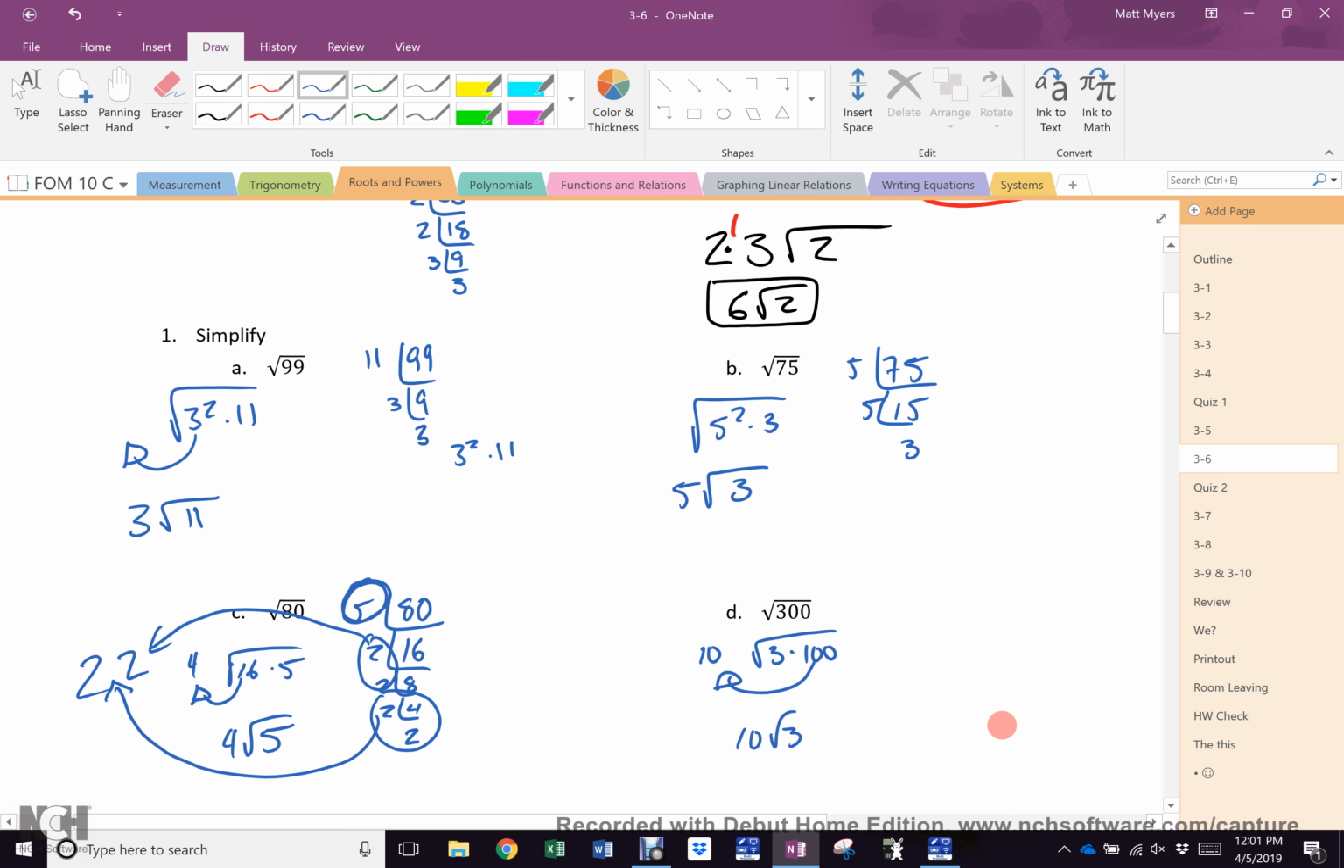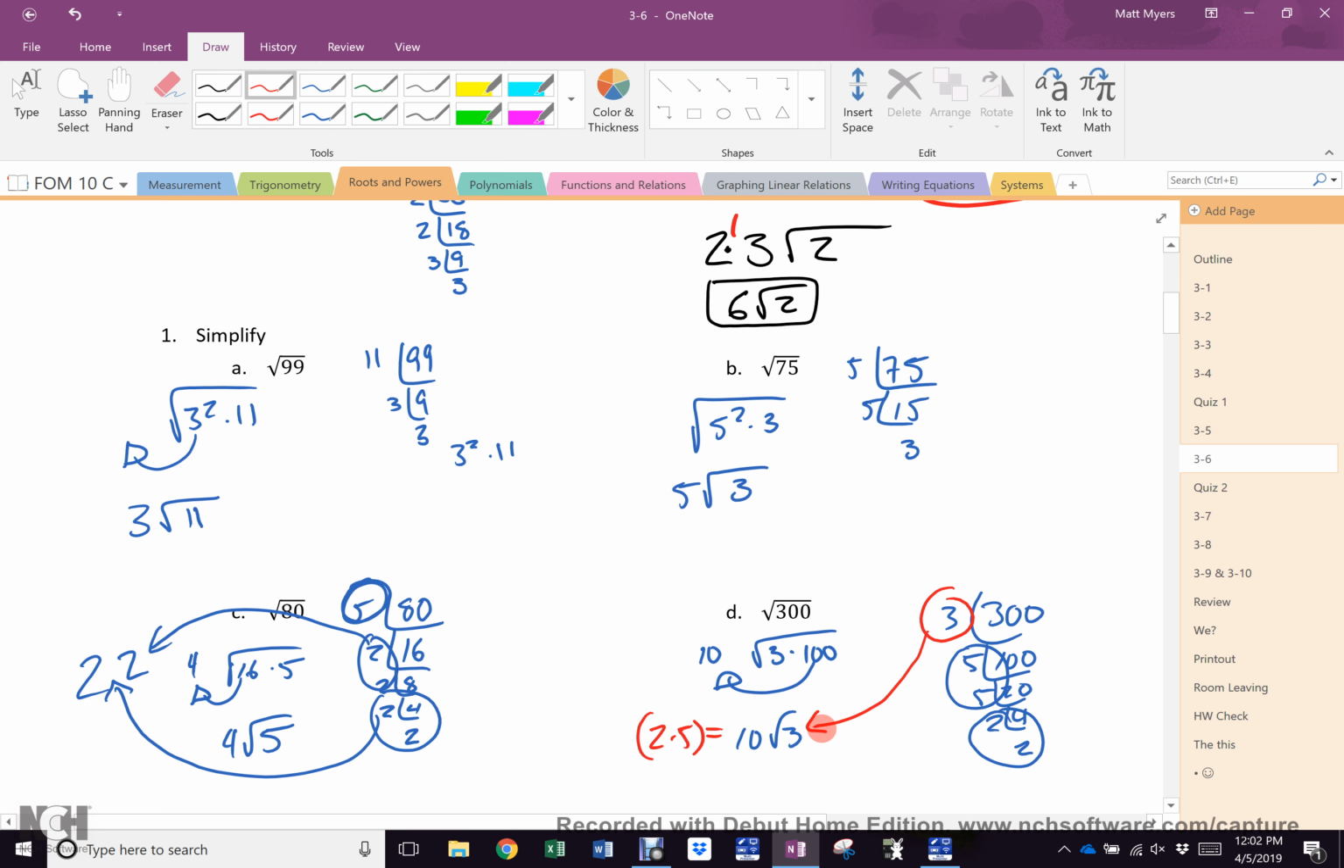3. If we did it the long way, 3, 100, 5, 20, 5, 4, 2, 2. There's a group of 2. Out comes 2. There's a group of 2. Out comes 5. 2 times 5 equals my 10, and I left the 3 under there. Everybody good?